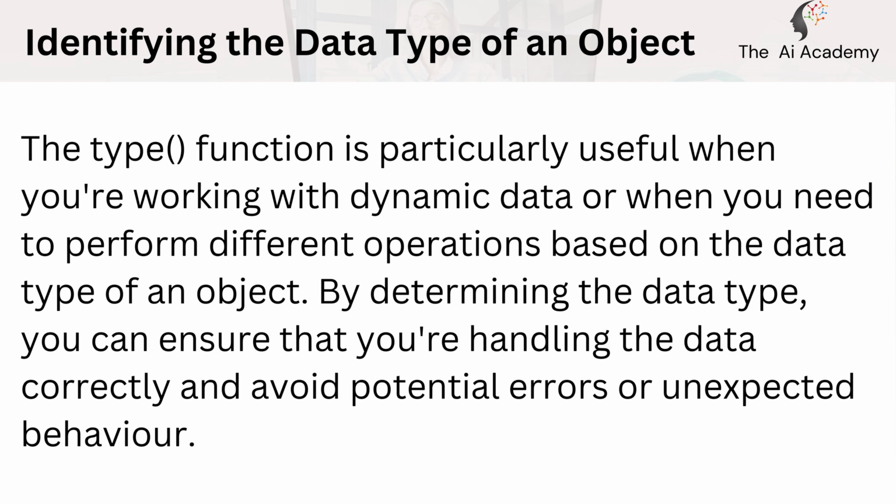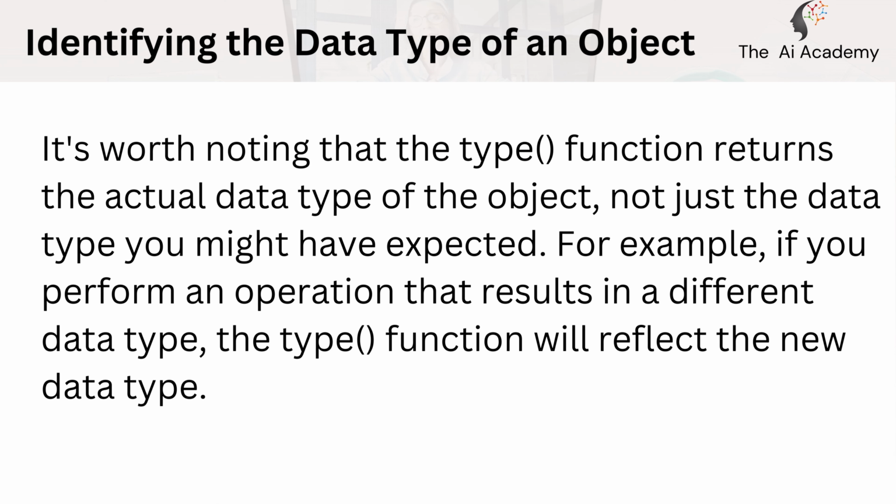The type function is particularly useful when you're working with dynamic data or when you need to perform different operations based on the data type of an object. By determining the data type, you can ensure that you're handling the data correctly and avoid potential errors or unexpected behavior. It's worth noting that the type function returns the actual data type of the object, not just the data type you might have expected. For example, if you perform an operation that results in a different data type, the type function will reflect the new data type.